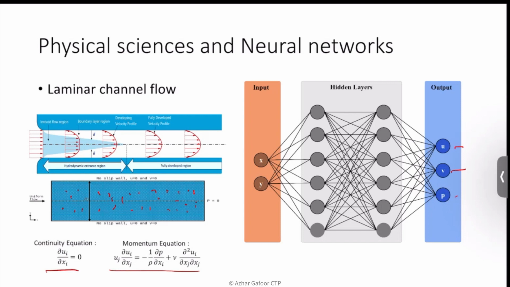But in order to get the x, y and corresponding u, v and p, we need the results from numerical solvers like FEM or FDM, from software and all. So PINNs are introduced to solve this problem using neural networks without the data from the numerical solvers.